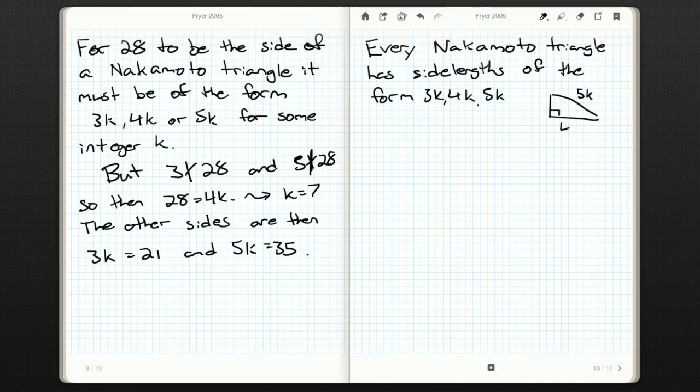We have 5k as the hypotenuse, 4k and 3k, those are the sides, or the legs, I believe is what they're called. So we have a single variable k, that's what we want to solve for. And knowing what the perimeter is gives us a single formula that we can solve for k.